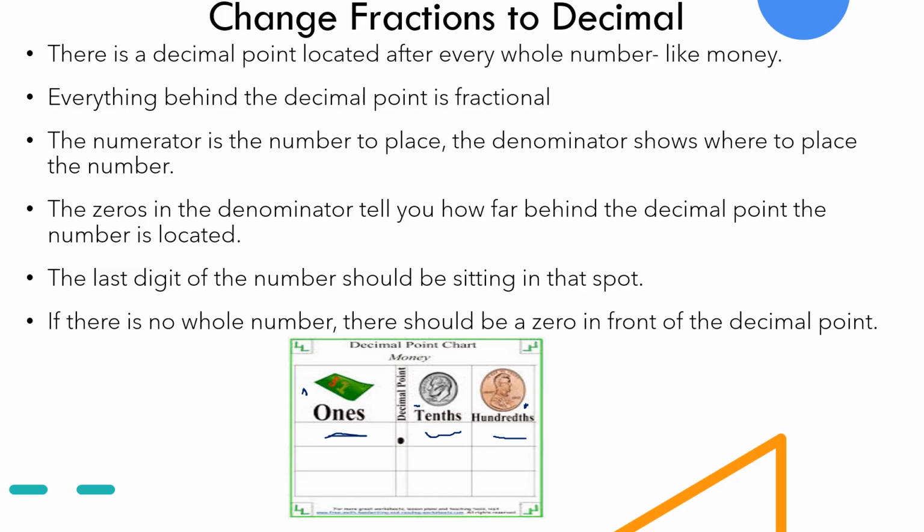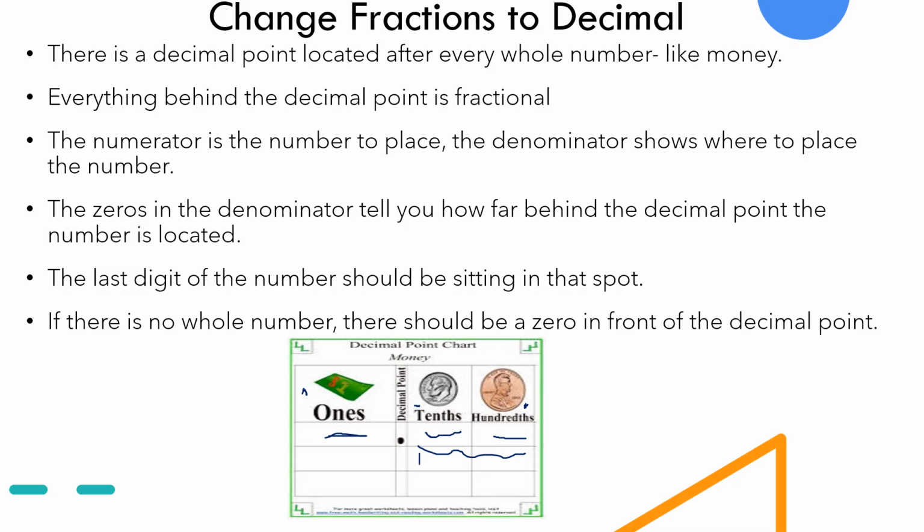All right, then it says the numerator, the fractions that we're going to look at, your denominator has a 10 or 100, because those are the fractional place value amounts that we're discussing. So your numerator is going to be the actual number that you're trying to place the decimal point in or turn into a decimal. Okay, the zeros that are in the denominator, again, you're going to have a 10 or you're going to have 100. Those zeros are going to help you figure out where that number needs to go. It lets you know how far behind the decimal point you should be.